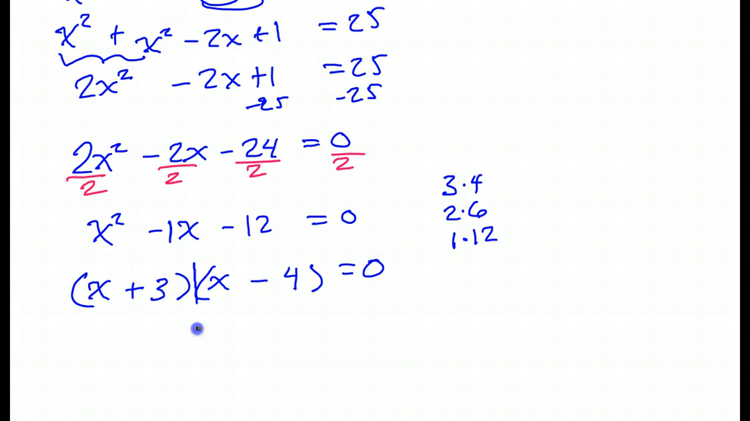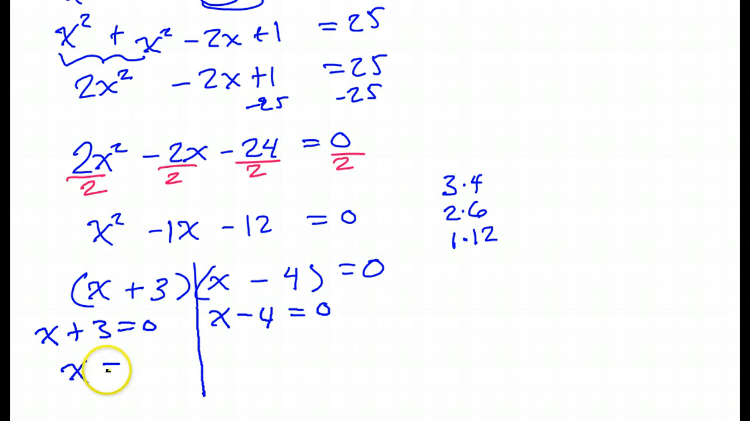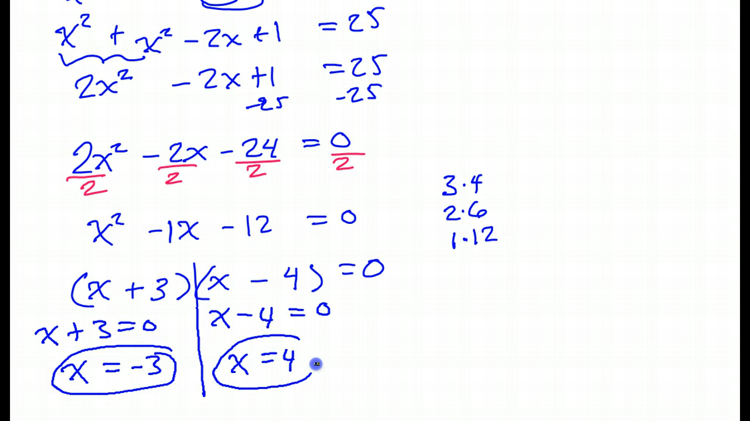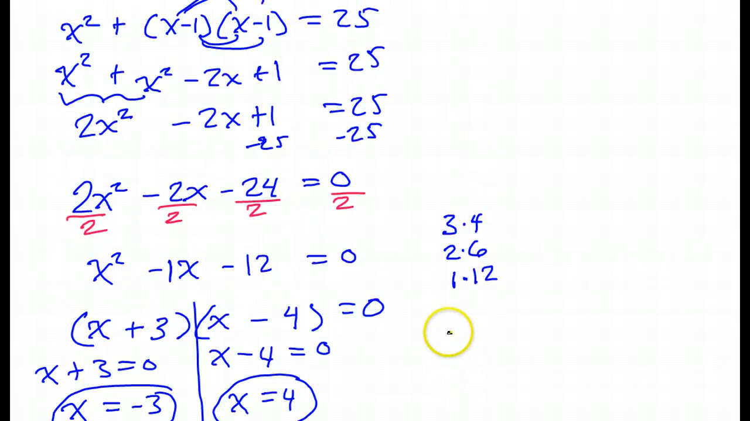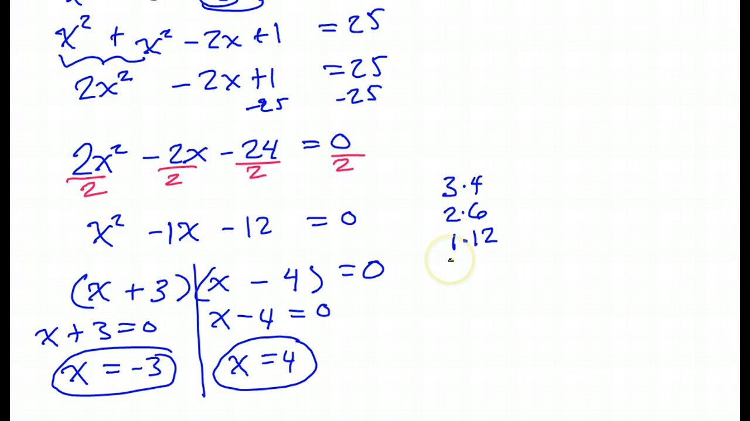Now I'm supposed to set these factors equal to 0. So x plus 3 equals 0 and x minus 4 equals 0. Subtracting 3 gives me x equals negative 3. Okay, adding 4 gives me x equals 4. Alright, of course this is not the final answer. I need to find the y values that go with this.